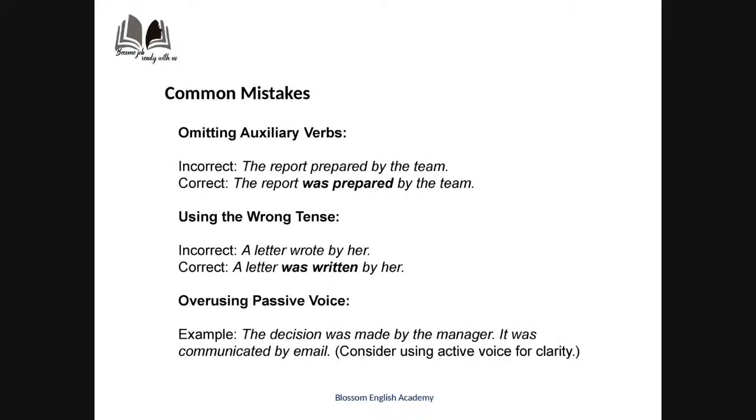If you are going to mention the subject, if the doer of the action has more importance, then you better write that in active voice. So this could have been made less complicated by writing the manager made the decision, okay, and it was communicated by email. Who did the emailing is not important over here, hence we are using passive voice. It was communicated by email.